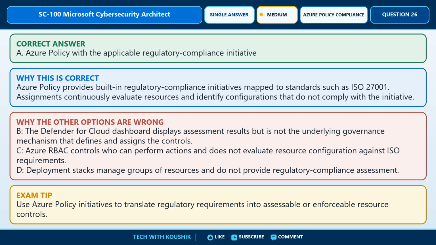B. The Defender for Cloud dashboard displays assessment results, but is not the underlying governance mechanism that defines and assigns the controls. C. Azure RBAC controls who can perform actions and does not evaluate resource configuration against ISO requirements. D. Deployment stacks manage groups of resources and do not provide regulatory compliance assessment. Exam tip: use Azure Policy initiatives to translate regulatory requirements into auditable or enforceable resource controls.